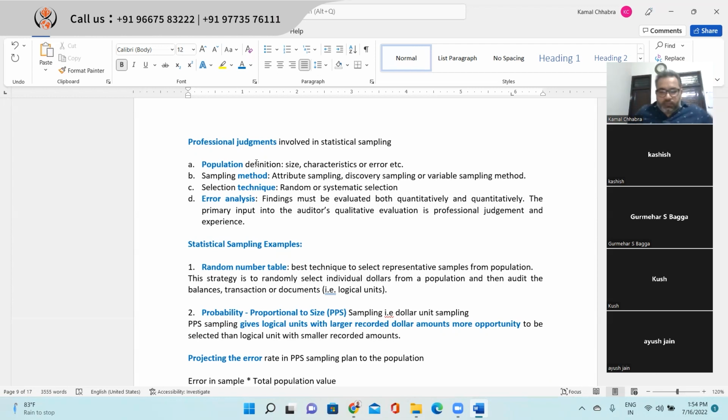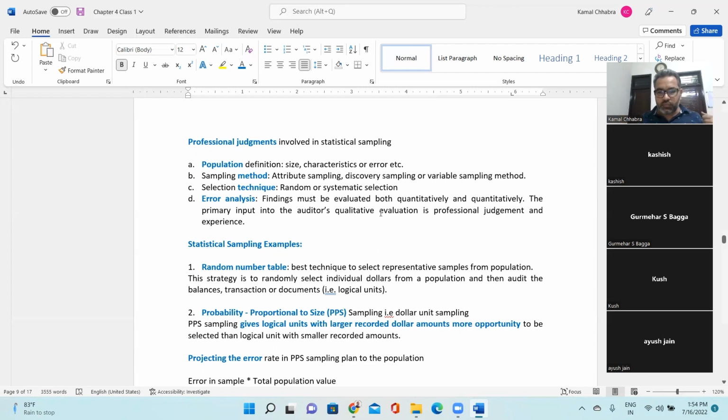Sir, in this error analysis, it's written quantitatively and it should be qualitatively. Yes, both. It's a mistyping here, it seems quantitatively is written in both places. Oh, sorry, my bad.